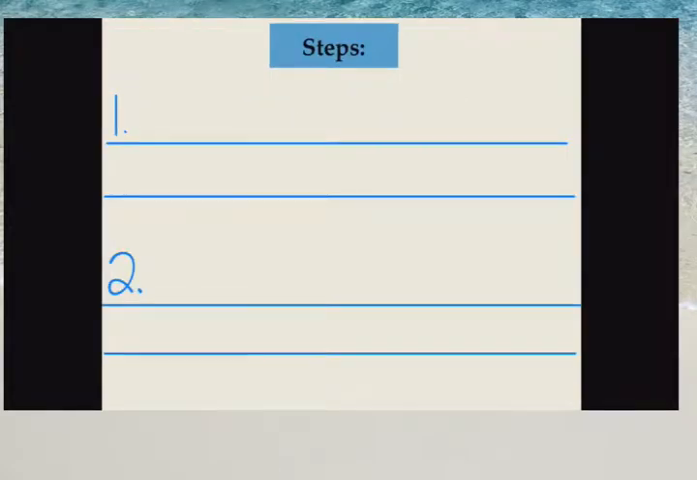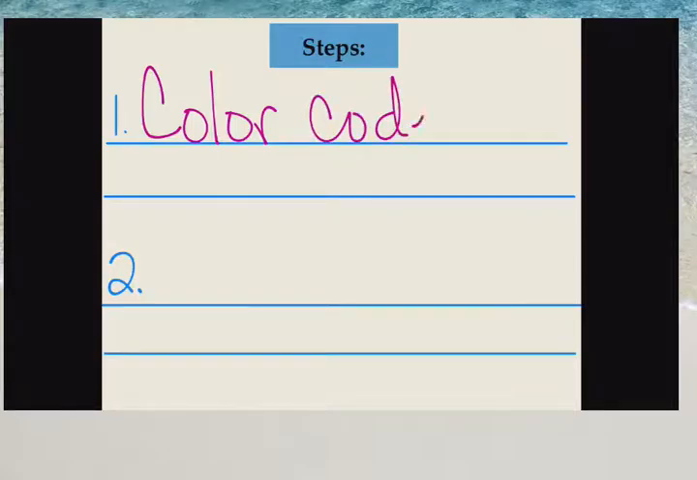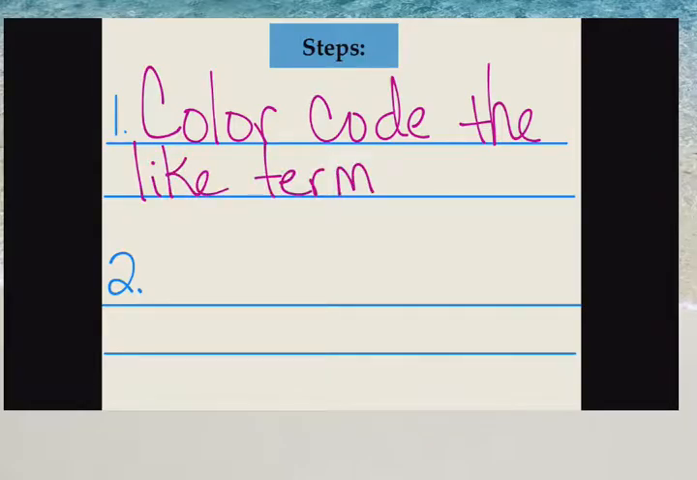Step 1 is going to be to somehow note the like terms. So I'm going to put the color code just because I love to color code things. So color code the like terms in the expression.